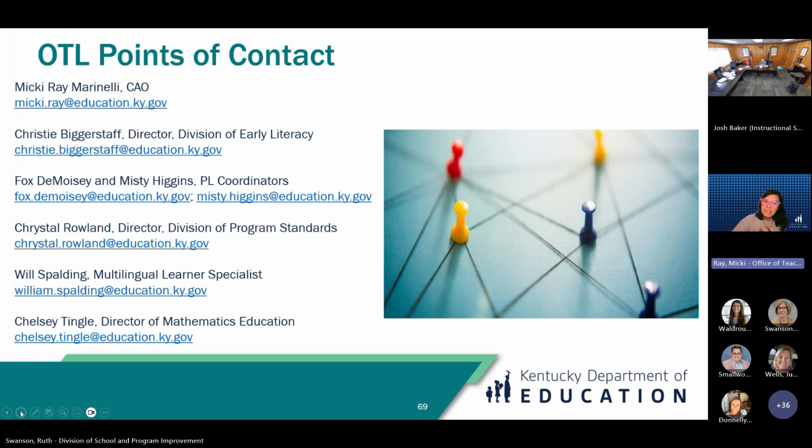Fox DeMosey and Misty Higgins, they are our professional learning coordinators and have worked very hard to curate, adapt, and design the resources that I've shared with you today. And so they were critical in the model curriculum framework and that curriculum development process. And Misty and Fox are actually starting to do a bit more technical assistance, so a lot of systems level supports. So you may have questions around setting implementation goals or supporting PLCs with unit and lesson internalization. And so they would be a wonderful resource for you in thinking through the systems moves that would need to be in place to ensure that that's set up to be successful.